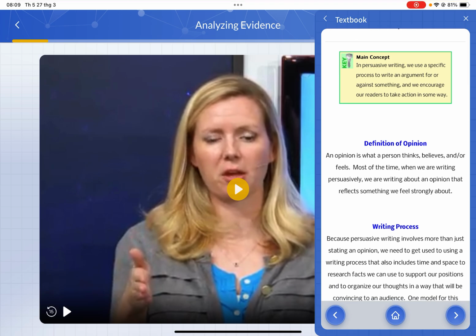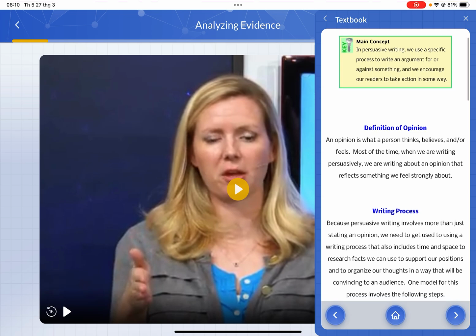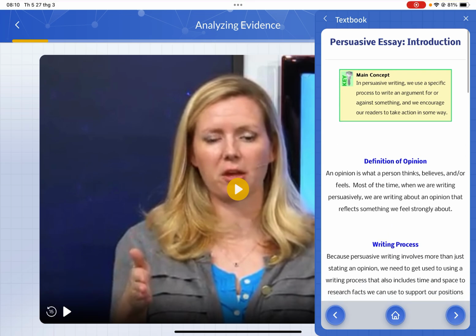In persuasive writing, we use a specific process to write an argument for or against something. We also encourage our reader to take action in some way. So we write persuasive writing to argue for or against something, and also to encourage a reader to take our side and then do the action.